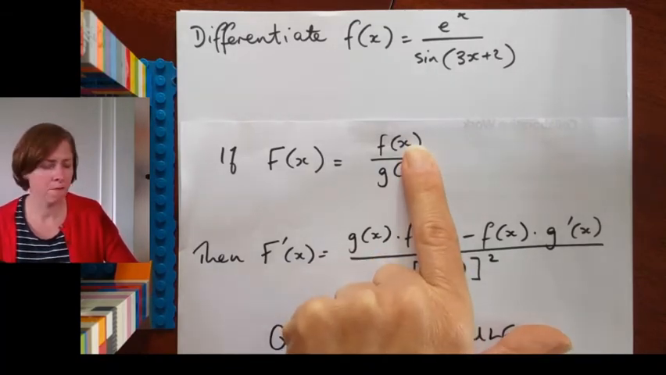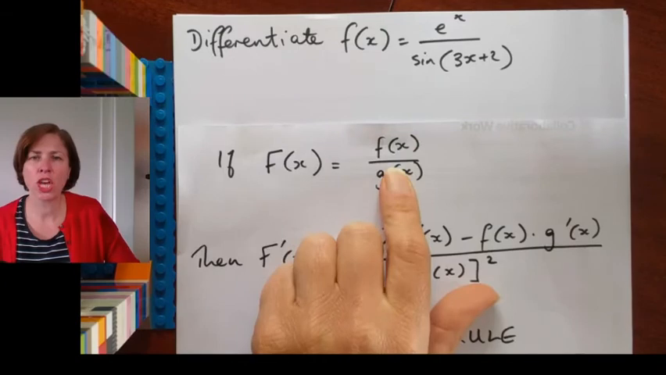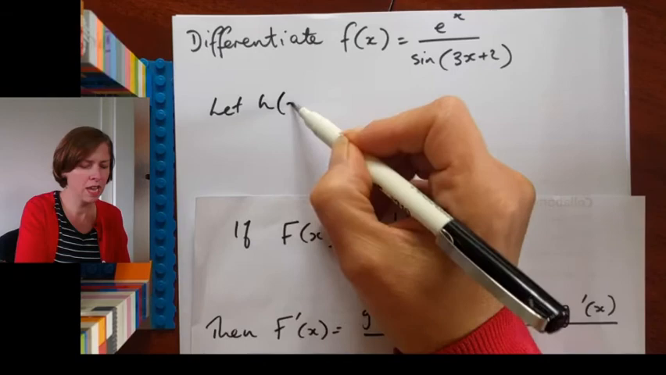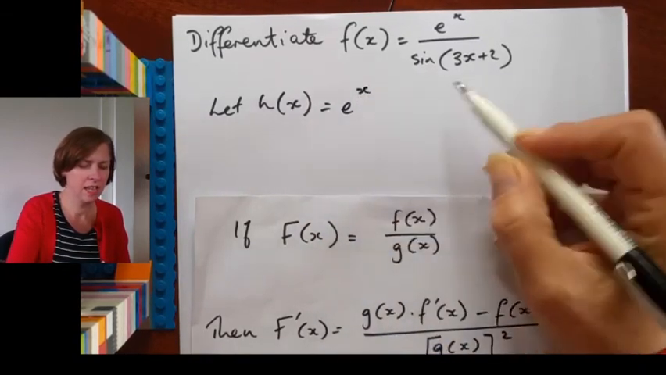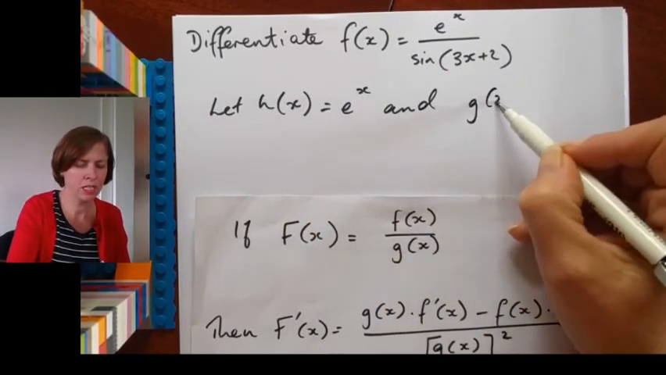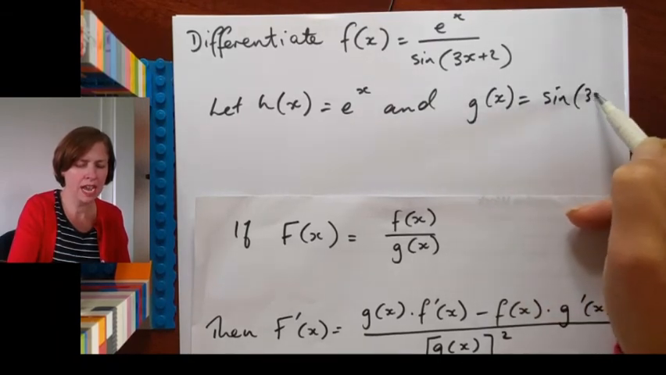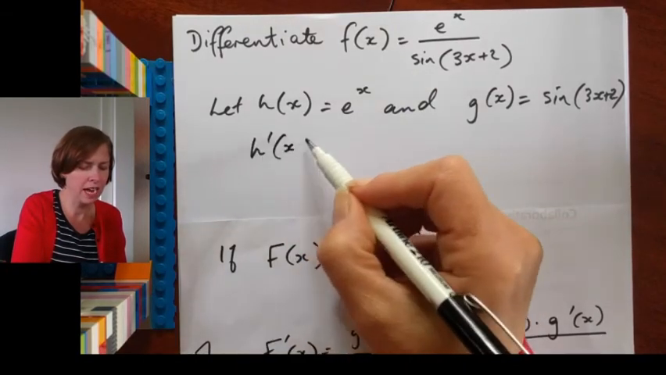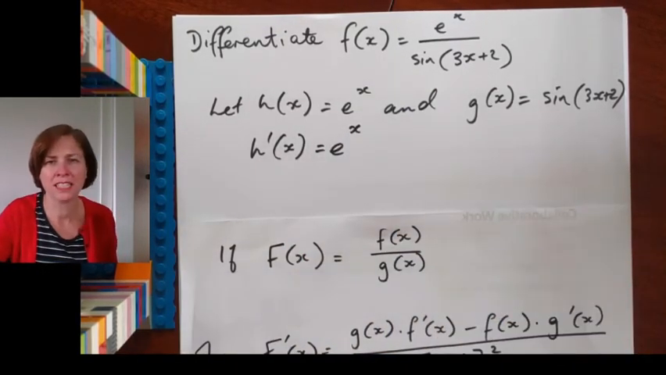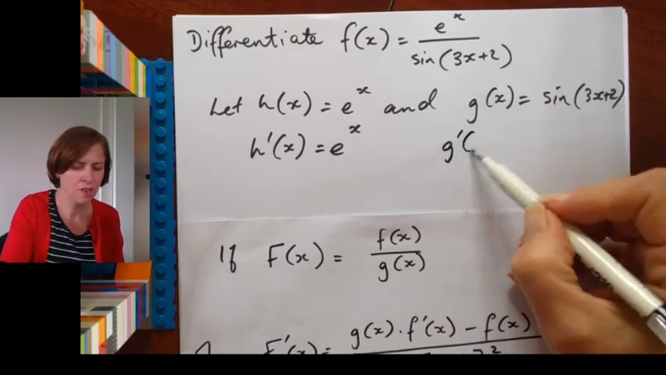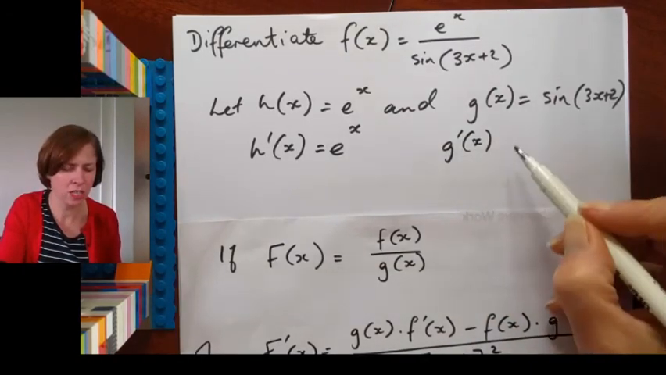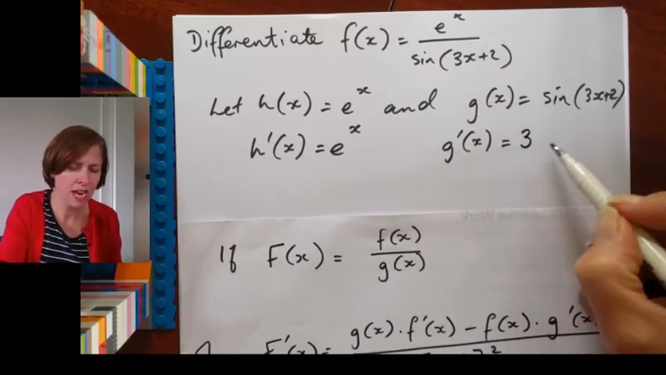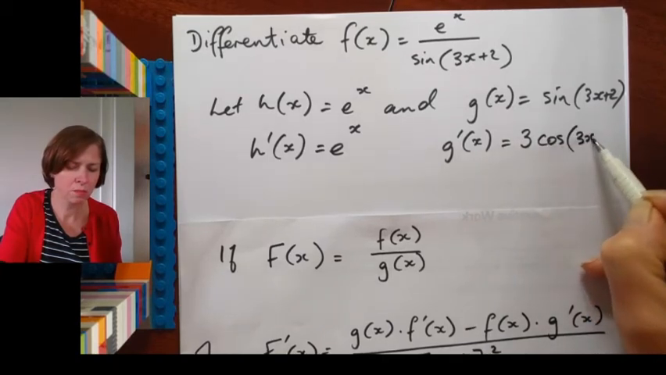Well, I can't use f because that's here. So I'm just going to change that to be h of x. So I'm going to say let h of x equal e to the x, and g of x, that's my denominator, is sine of 3x plus 2. Now I need to find the derivative of those. That's easy for h of x. E to the power of x is its own derivative. g dash of x, the derivative of the sine function is the cosine function. And because I've got the 3x plus 2 here, I'm going to have 3 cos 3x plus 2 as my derivative.